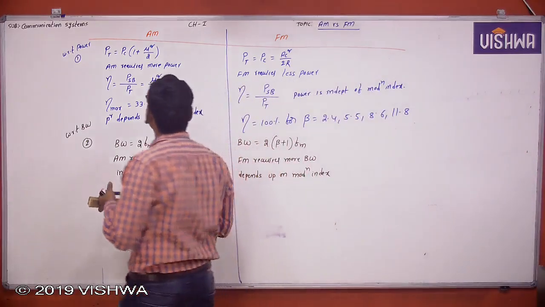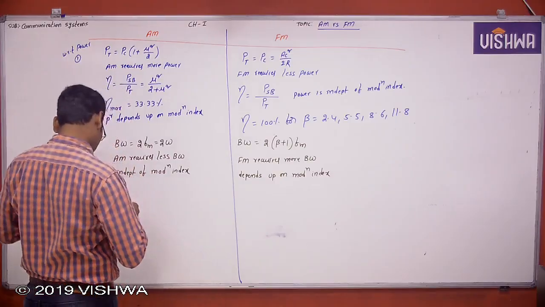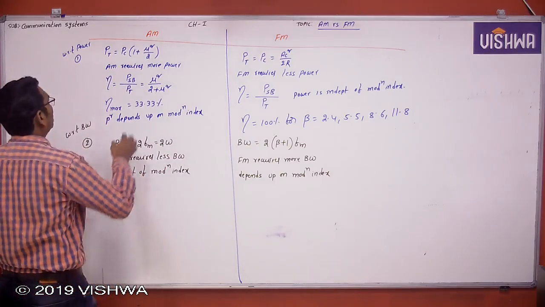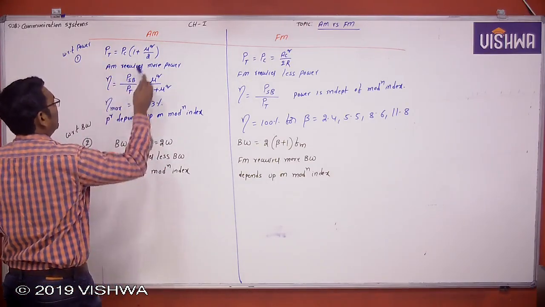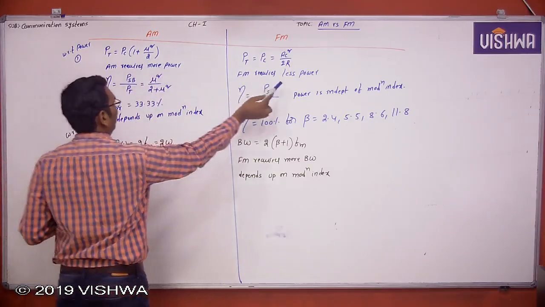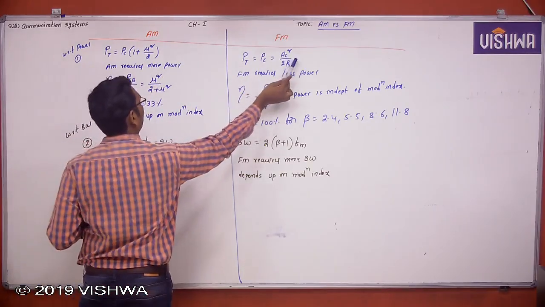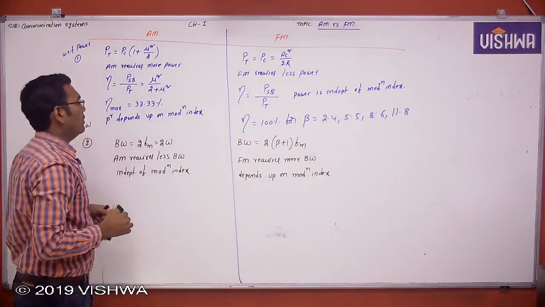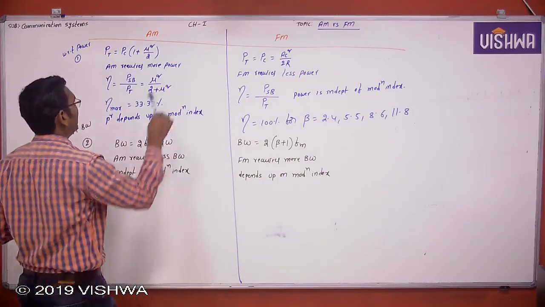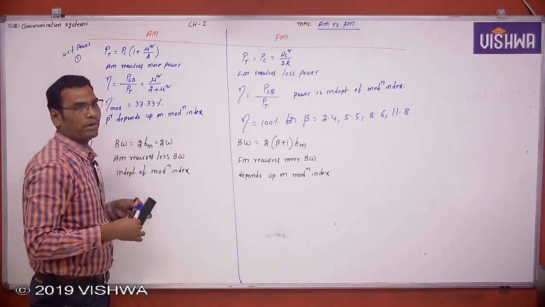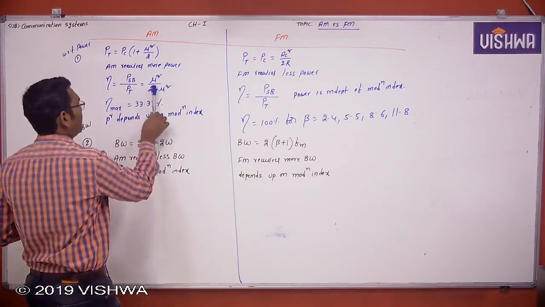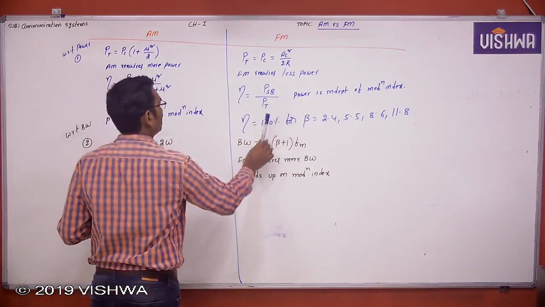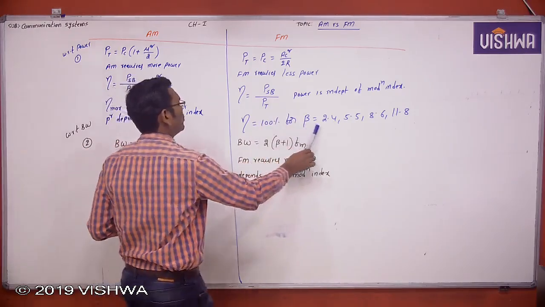Okay, now we'll see the AM versus FM comparison. With respect to power, AM requires more power and FM requires less power, because only the unmodulated carrier power is needed. In FM the envelope is not changed, it's constant. But in AM the envelope is changing because this is amplitude modulation. Okay, so this is power efficiency, but here power efficiency is 100% only for those values of beta.